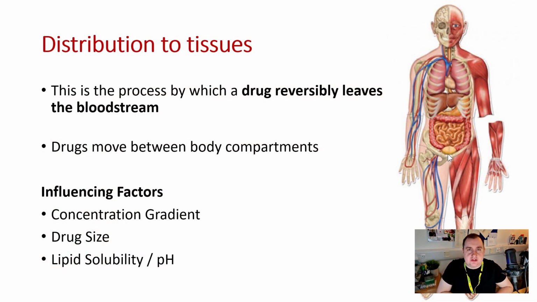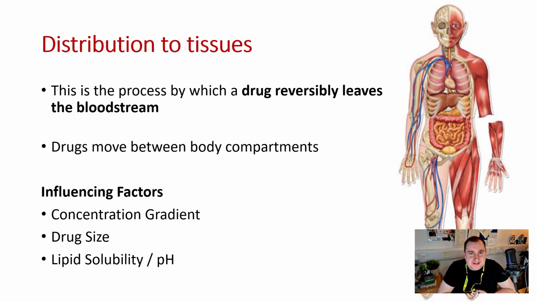So we can now start to talk about the distribution process. So we've talked a little bit about absorption, how chemicals are going to move through these barriers in order to get into the bloodstream. But now that a chemical is in the bloodstream, it needs to be distributed around the body, potentially to the site where it's going to be used. So this is the process by which a drug reversibly leaves the bloodstream. And by that, I mean that it's going to go into the bloodstream and it potentially can leave the bloodstream as well.